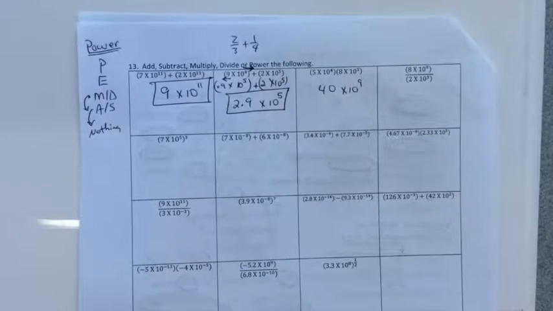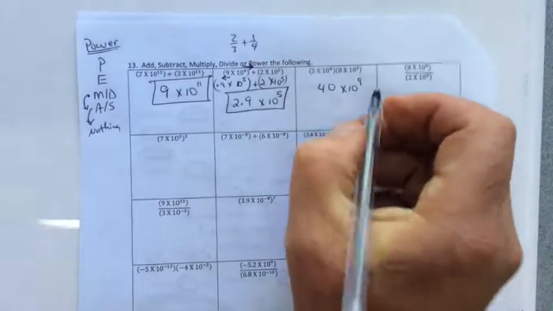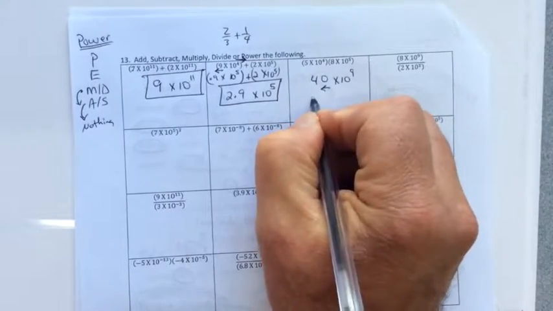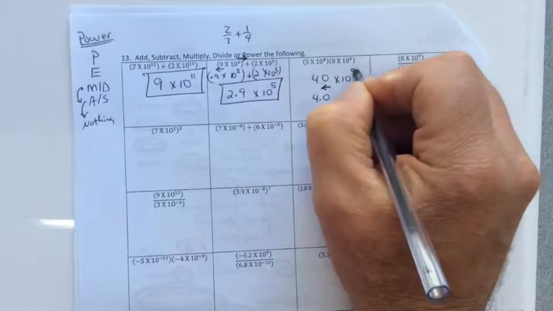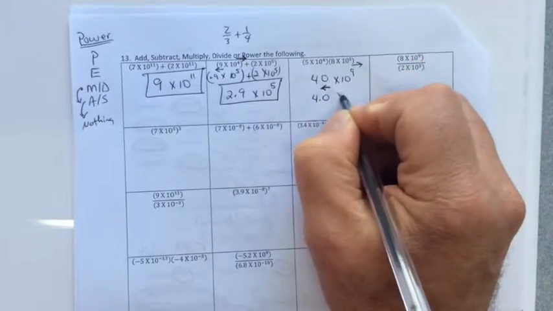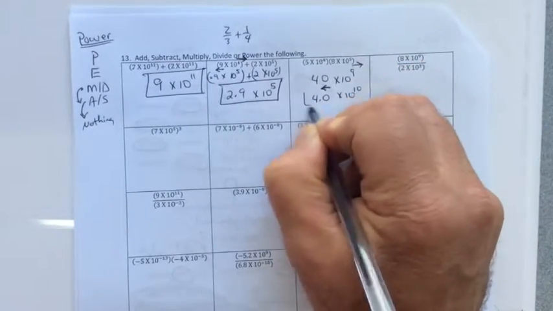Okay, but 40 is not fixed, so now we have to fix that. So I'm going to take the decimal and put it there, so it's really 4.0. So if I go that way 1, the 9 goes that way 1, which makes it 10 to the 10.